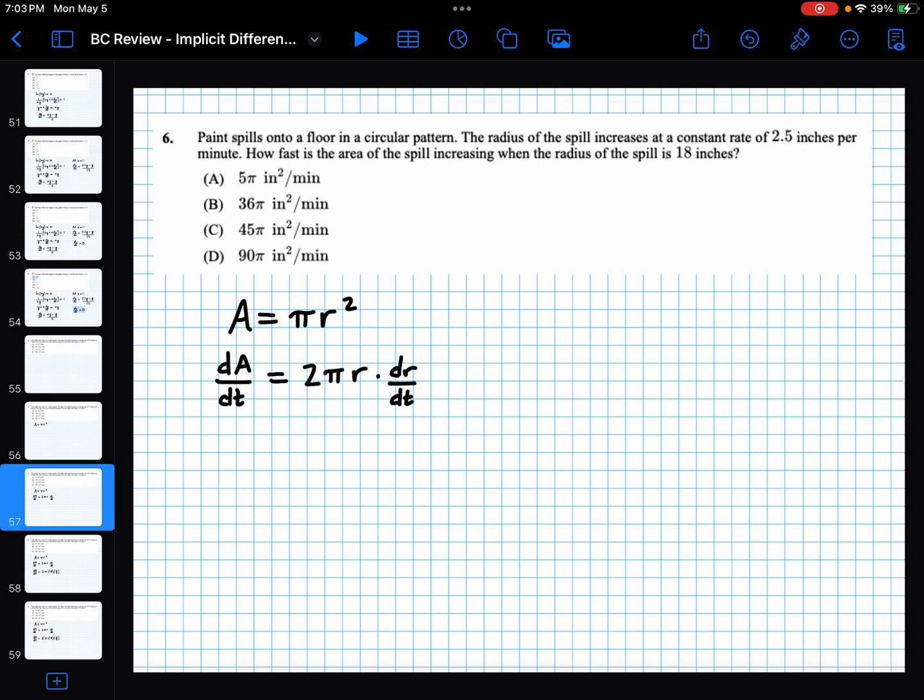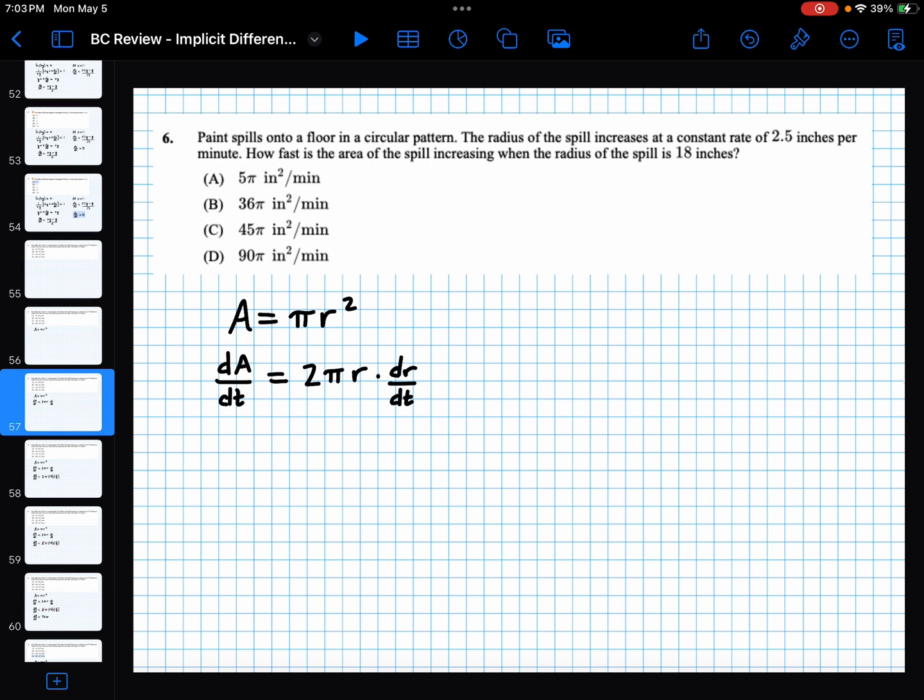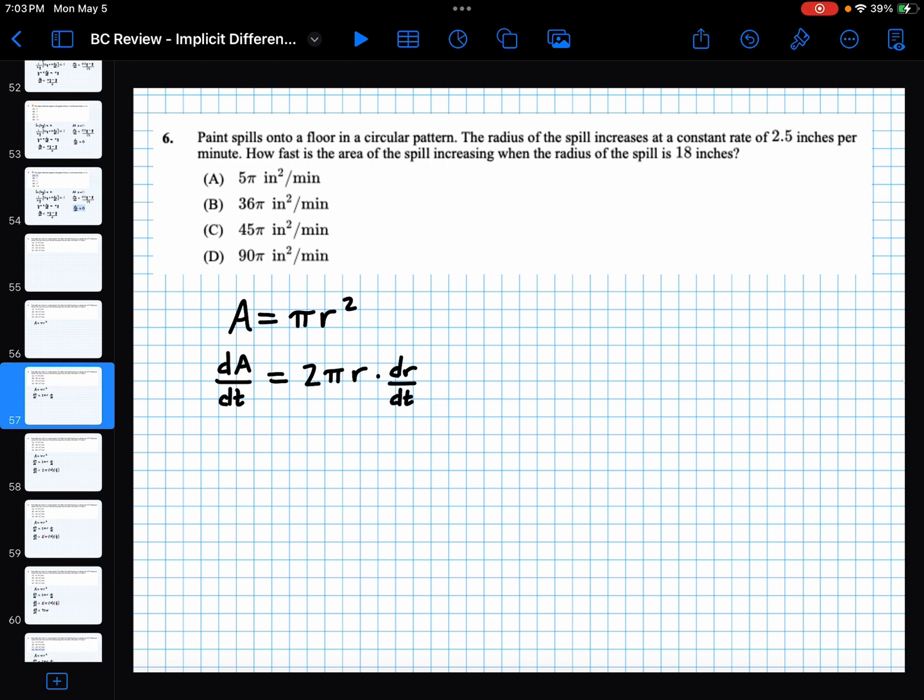A is going to become dA/dt. Pi is a constant. R is a variable, so the pi r squared will become 2 pi r, and then of course times dr/dt. Now in the question, they gave you some of that information. They told you this instant the radius is 18 inches, so r can be replaced with 18. And dr/dt is 2.5.